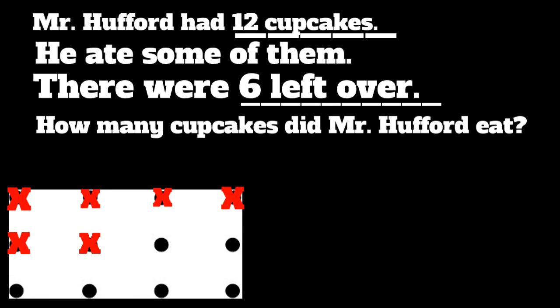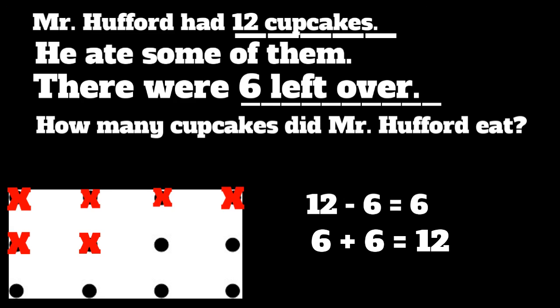Hufford ate. So now that we've solved our number story, let's see if we can represent that using different equations. The first equation that I could write would be 12 minus 6 equals 6. That's the total number of cupcakes, 12, minus the 6 cupcakes that were left over equals 6. The second equation I could write would be the number of cupcakes left over, 6, plus the number of cupcakes that Mr. Hufford ate, 6, equals the total number of cupcakes, which is 12.